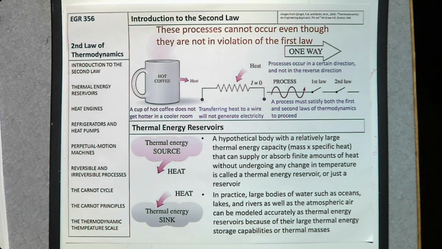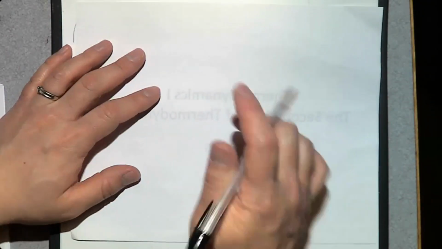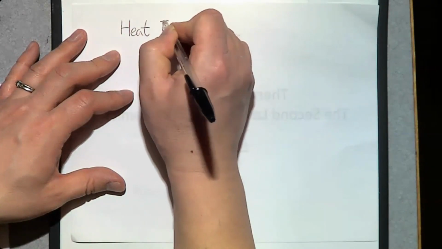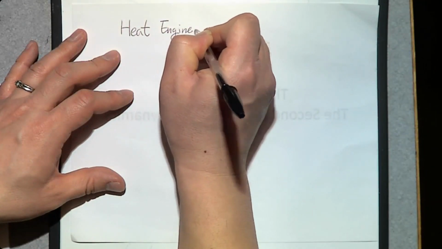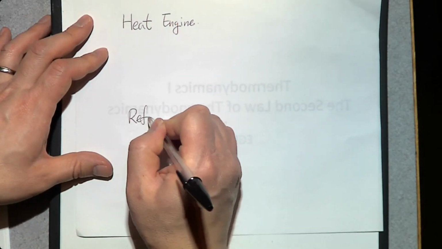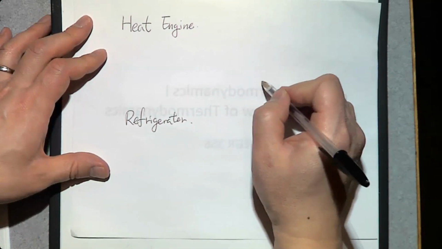In this chapter 5, we are going to study the cycles. They are heat engines, refrigerators, and heat pumps. So we are going to study 3 systems: heat engines, refrigerators, and heat pumps.